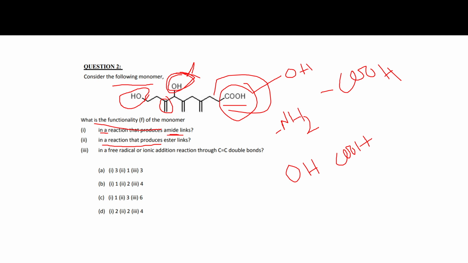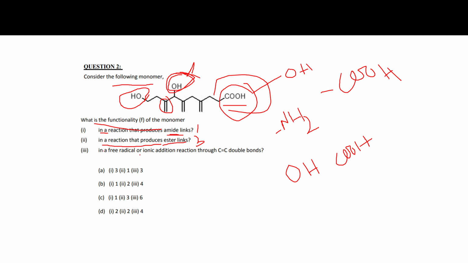To make that ester link, how many functional groups are present in your monomer molecule? Three functional groups are present. So the functionality to make this ester bond will be 3. So amide will be 1, and ester will be 3.